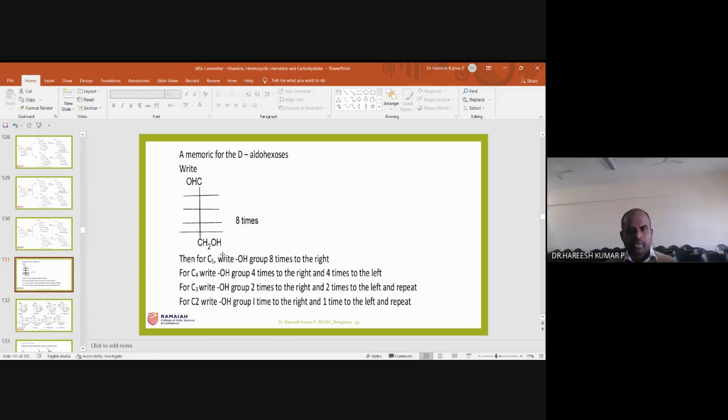Yes, sir. Written? Next, find out the third carbon atom. Aldehyde is the first, second, and third. Third carbon atom, write 2 times OH right hand side and 2 times OH left hand side, and repeat that sequence. For the third carbon atom, write OH 2 times right hand side and then 2 times left hand side. Repeat this sequence until the 8 molecules.